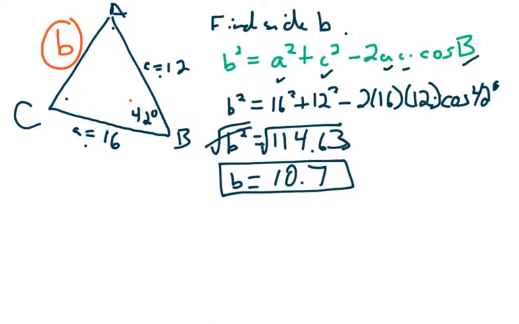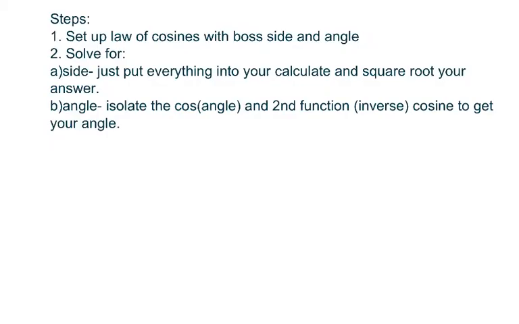We'll put some steps up, and then we'll do a second example where we're looking for an angle. Okay, so here you see the steps. Now, if we were to flash back to the last example, you'll see how we set up the law of cosines. I always refer to whatever side or angle you're looking for as the boss side and angle. So that's who I know to put in the corresponding spots. They've got to match, but whoever I'm looking for, I'm calling the boss.